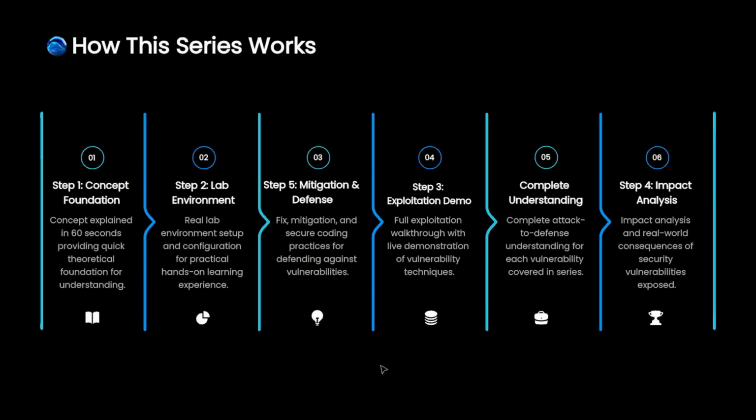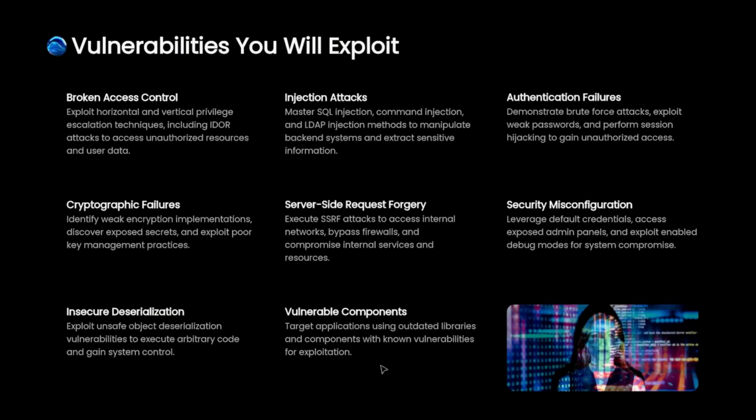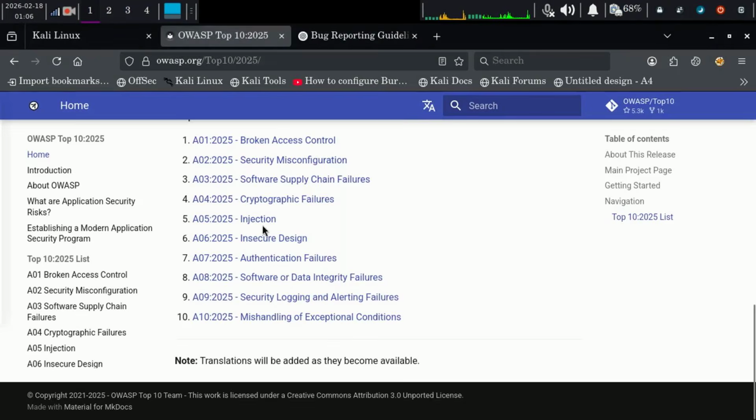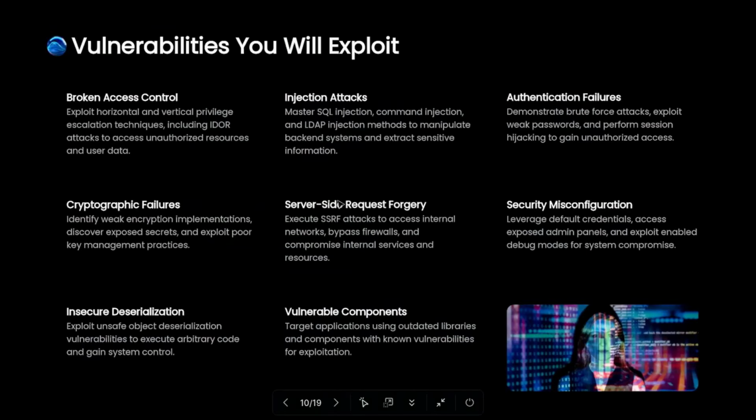We are going to exploit the OWASP Top 10 vulnerabilities. As you can see on the website, there are broken access control, security misconfiguration, software supply chain failure, cryptographic failure, injection, insecure design, authentication failure, software and data integrity failure, security logging and alerting failure, and mishandling of exceptional conditions. We are going to understand all these concepts in this OWASP Top 10 series.